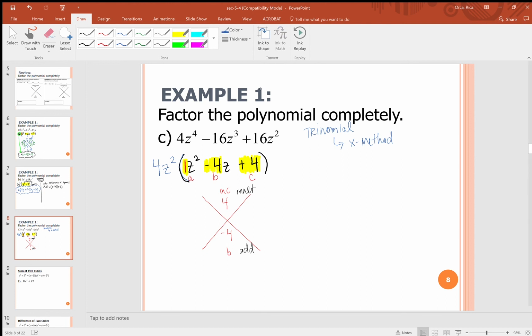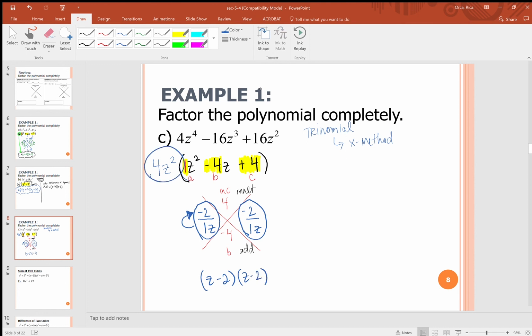And those two numbers are -2 times -2. -2 times -2 is +4, and -2 plus -2 is -4. Now take those numbers and divide by a. A is 1. Try to reduce the fractions if possible, but if it's not possible, then go ahead and write your factors from the bottom up. These are already in their simplest form, so we're ready to write out our factors from the bottom up. We have z minus 2 times z minus 2.